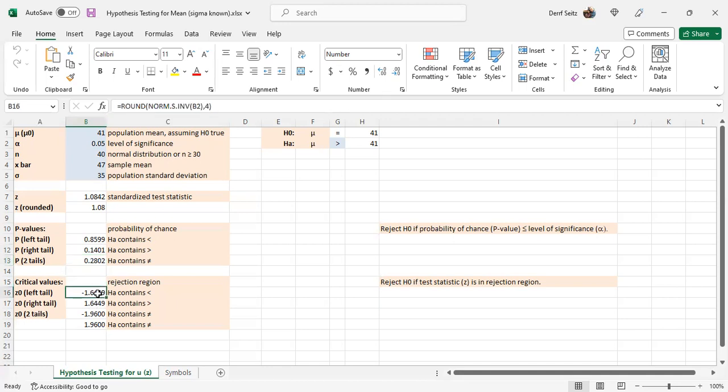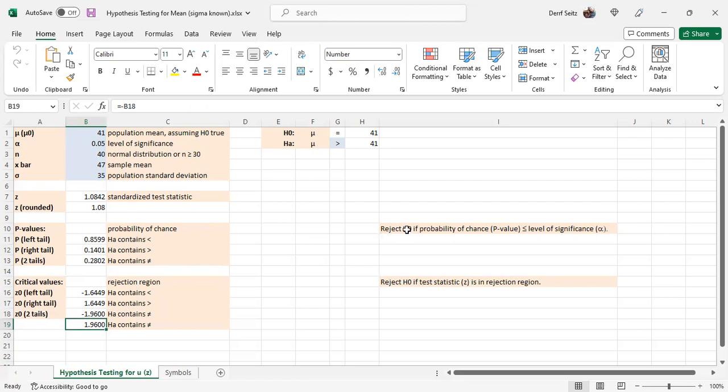And for the critical values, these are rounded as well. For the left tail, norm.s.inverse, B2. For the right tail, norm.s.inverse, 1 minus B2. For the left tail of the two-tailed test, norm.s.inverse, B2 over 2, and the right tail of the two-tailed test is minus B18. Of course, you can see what each of those mean.